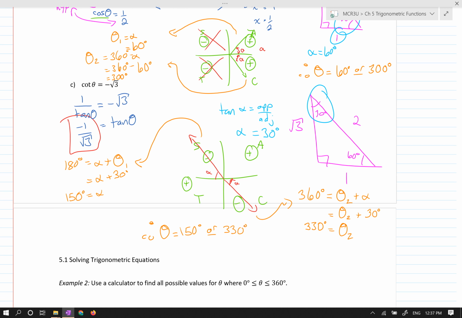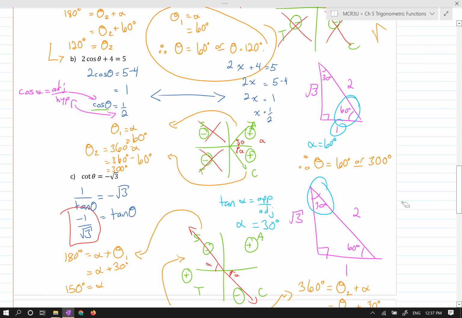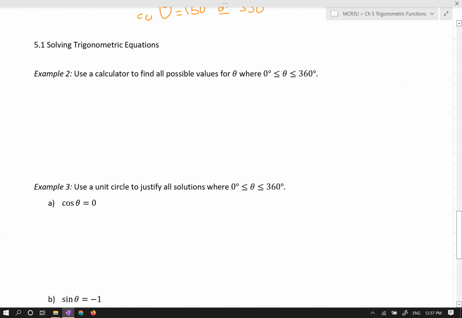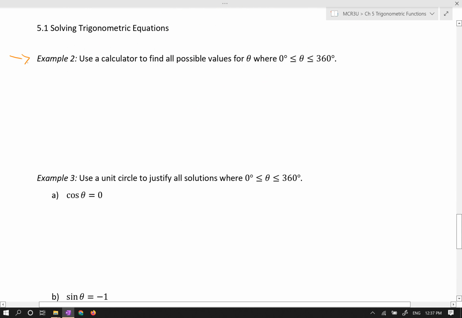Note that here, neither of these angles theta are equal to our angle alpha. So we'll just need to keep that in mind. Yes, we had alpha equal to one of our theta options in A and B, but that's only because our ratios were positive in A and B. Fantastic. So you should be able to handle something like example 2 on your own.